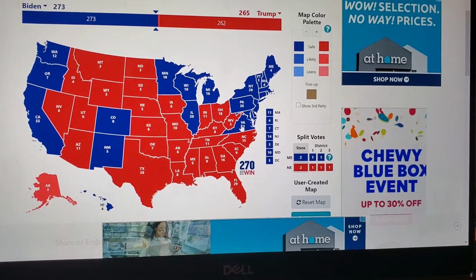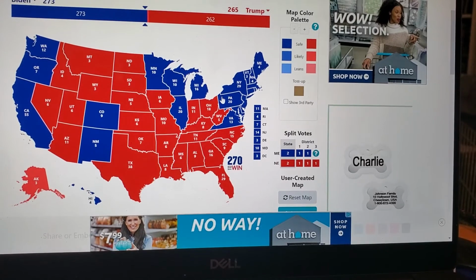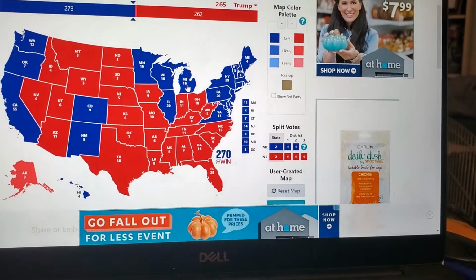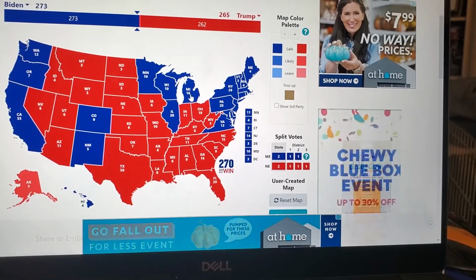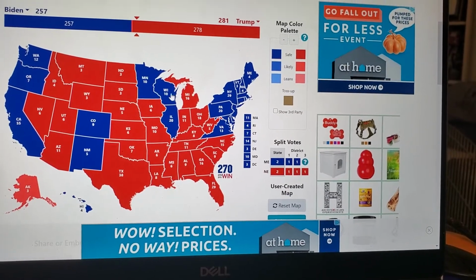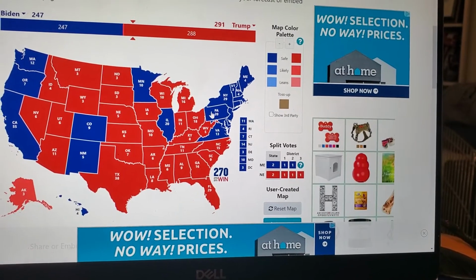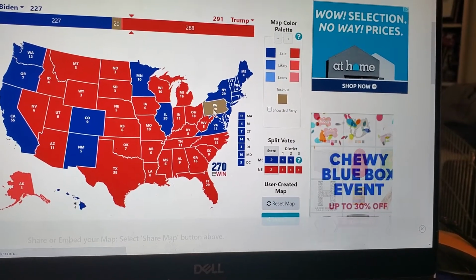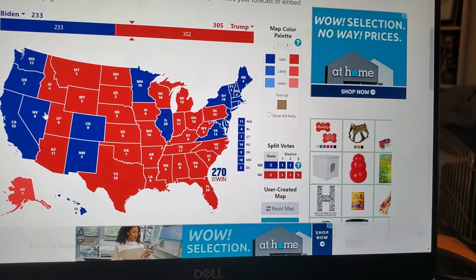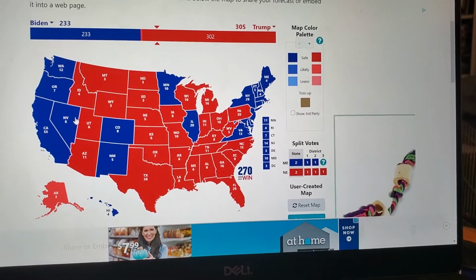That's why he needs to carry one of these other states that he carried in 2016. And if you'll remember correctly, he carried Michigan, which was a surprise. He carried Wisconsin, also a surprise. And he carried Pennsylvania, which was also a surprise. He lost Nevada. Nevada has become blue. So that's kind of where it would stand if the same thing happened today.